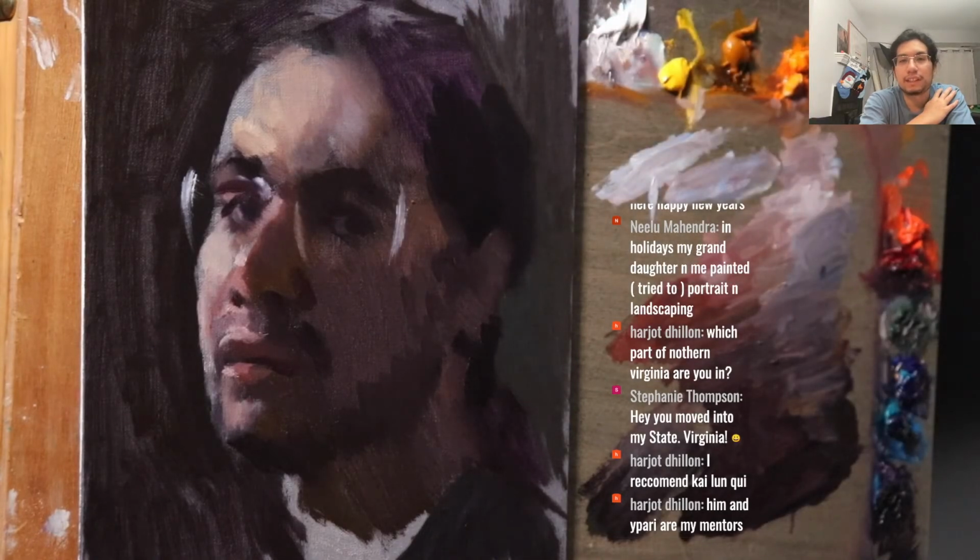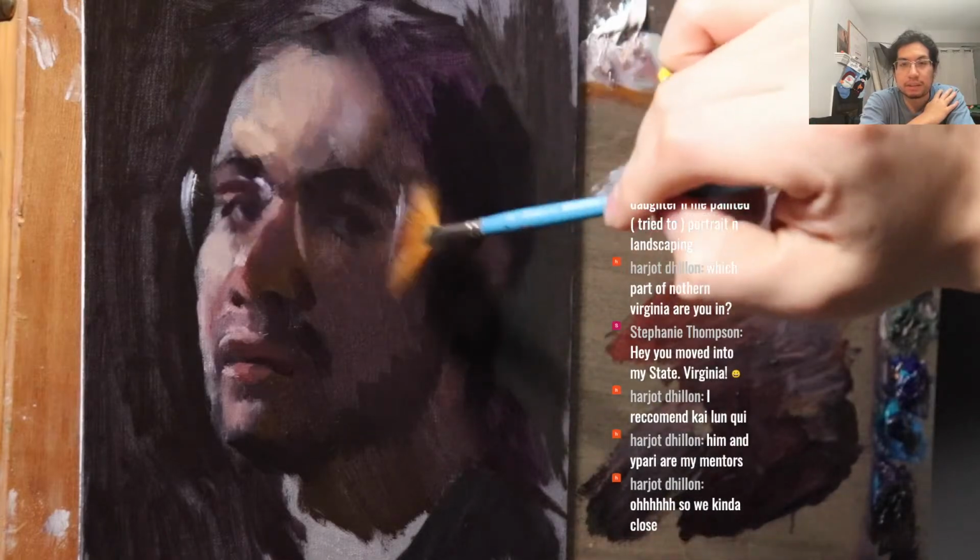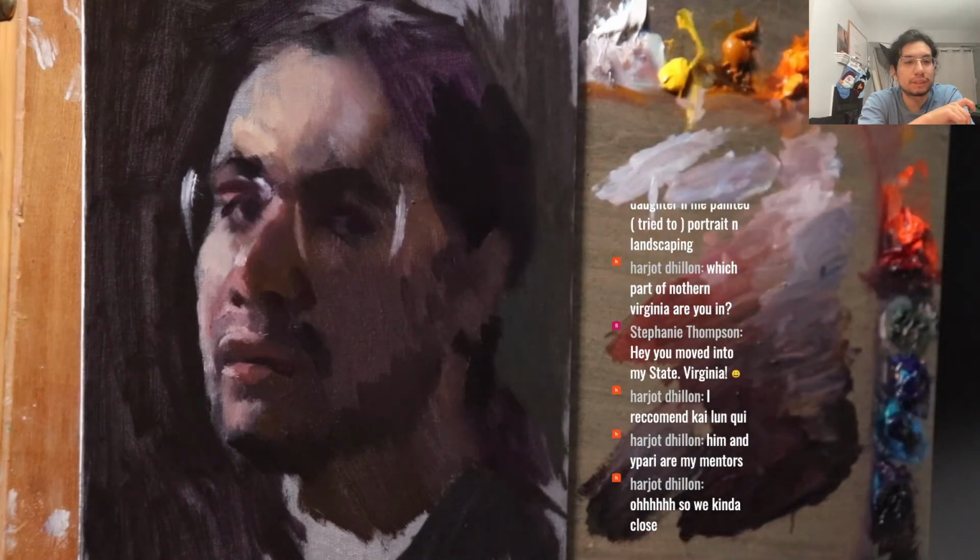So now we're starting to add some smaller shapes, starting to subdivide the shapes.